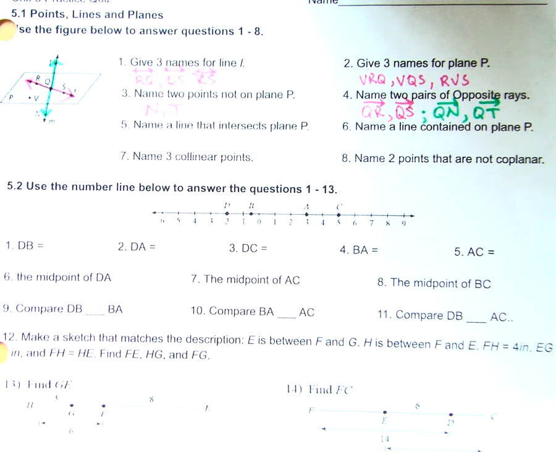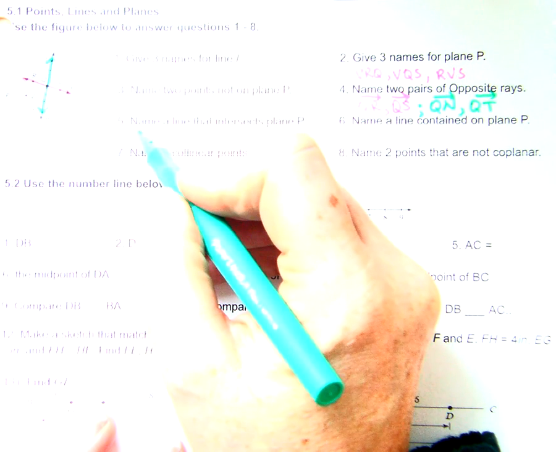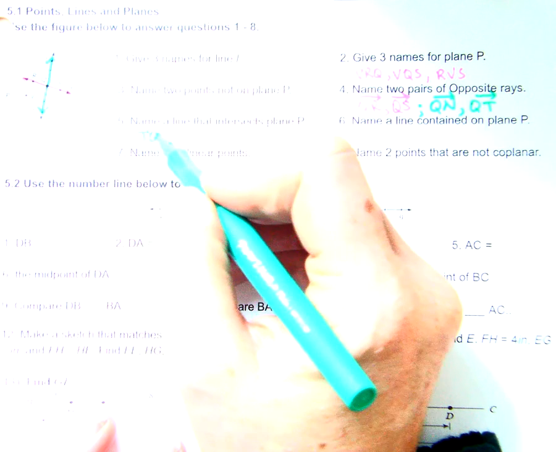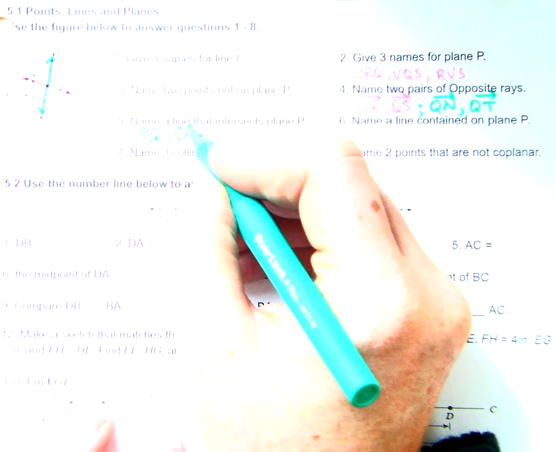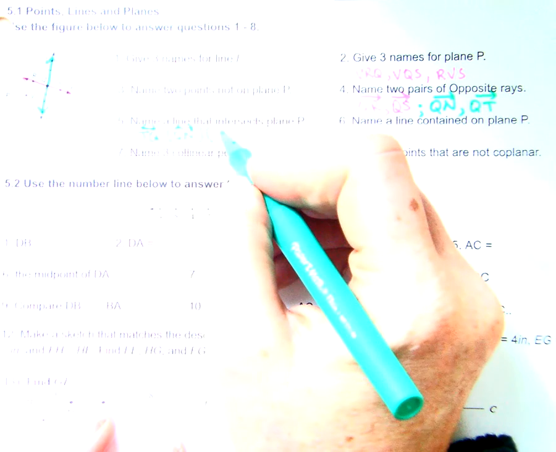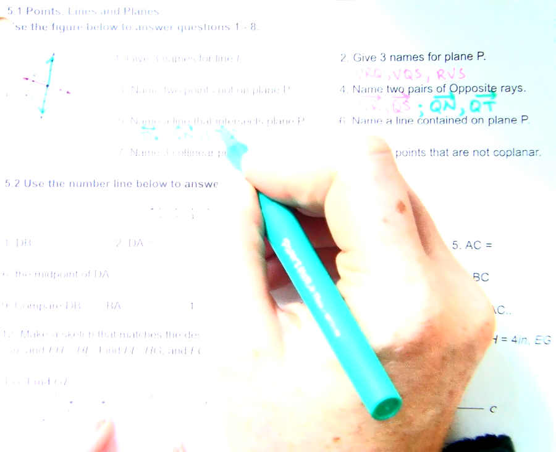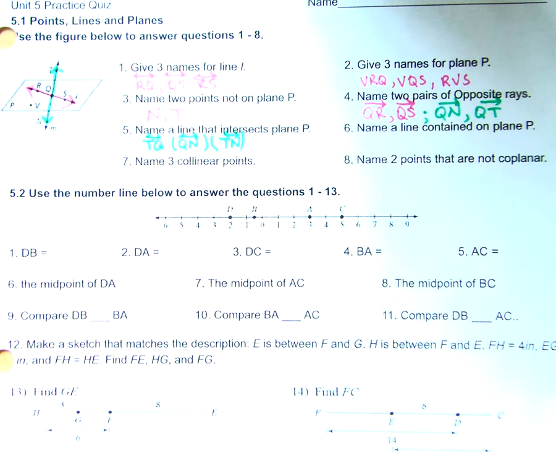Number 5 says, name a line that intersects plane P. So again, that's what is now the blue line. Because of the dotting, that tells us that it's going through the plane. And so that would be line TQ, or I could have named it QN, or I could have named it TN. I could have named it any one of those three things, okay?